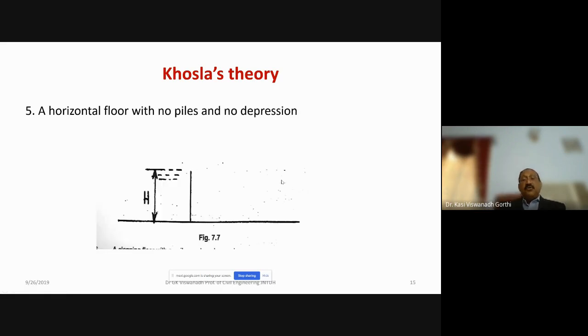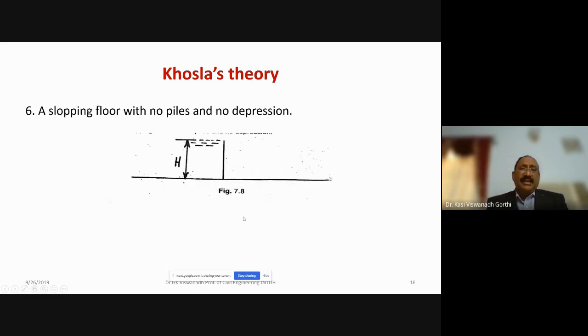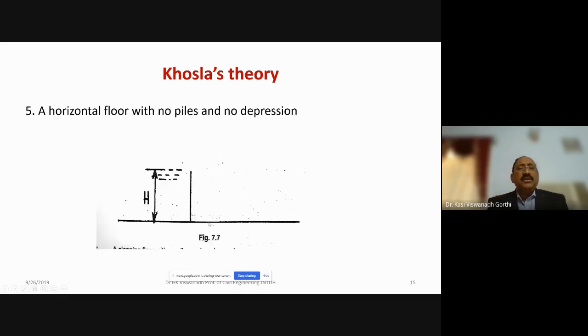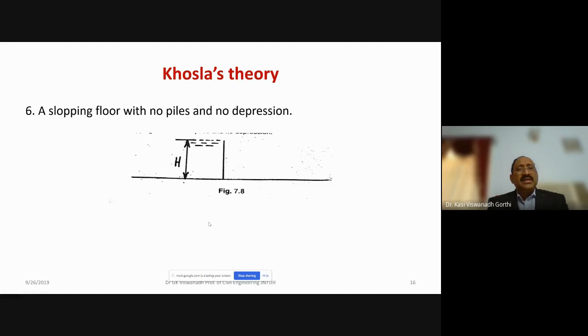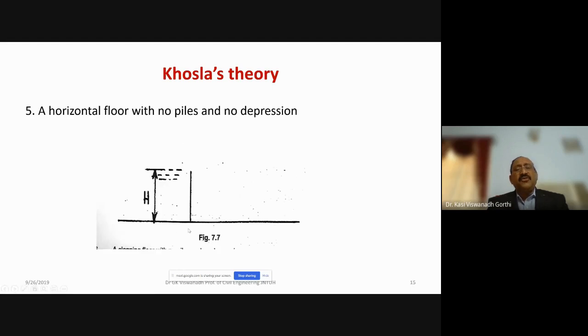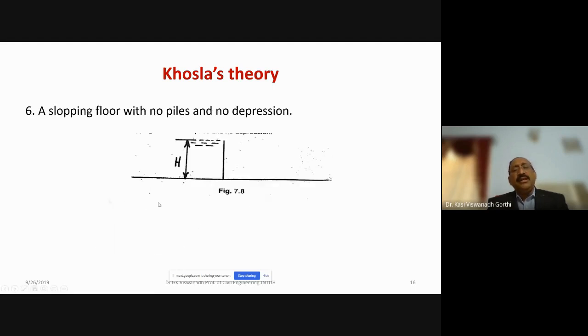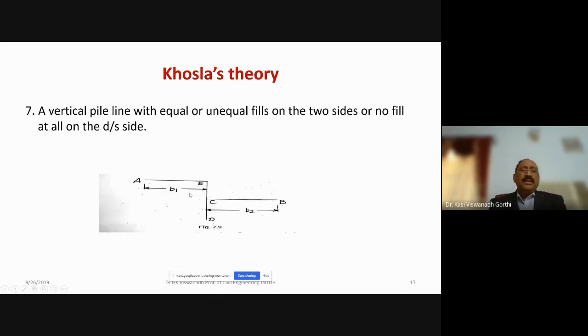Next, a horizontal floor with no piles, no depression. This is another case. This is the horizontal floor, and there is no pile provided at either end. Then, a sloping floor with no piles and no depression. This is another case. The difference between case 5 and case 6 is that in case 5 you have a horizontal floor, and in case 6 you have a sloping floor. In both cases, there is no depression and no pile provided.